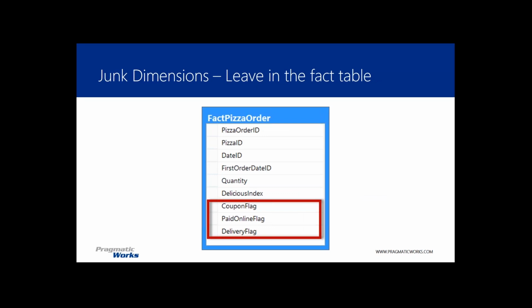Here we end up with either a bit field, a 1 or a 0, or maybe a varchar field that stores a Y or an N inside of the table there. And we end up with a bunch of extra columns inside of our table that we have to bring in inside of analysis services.